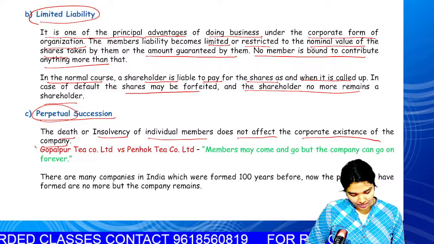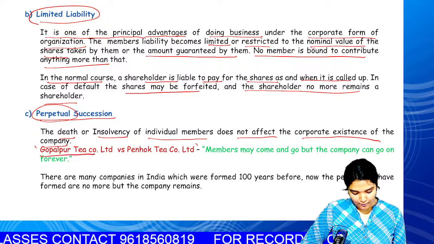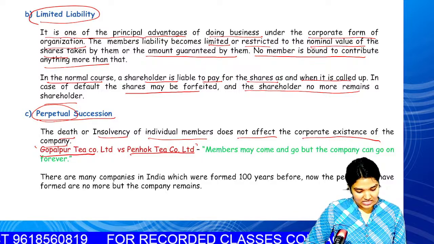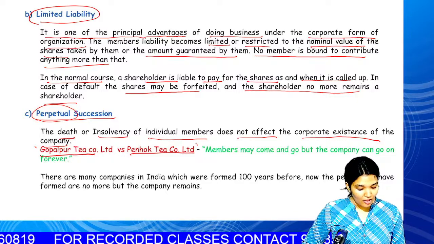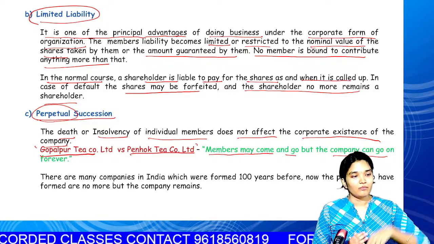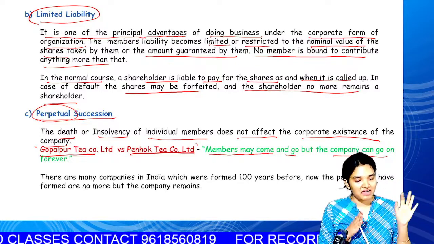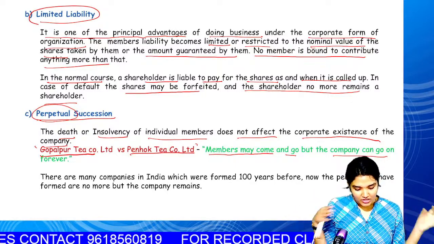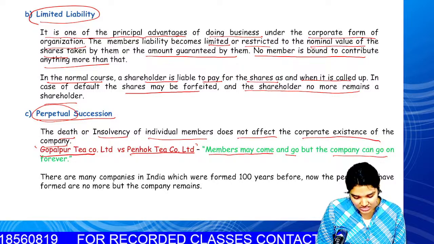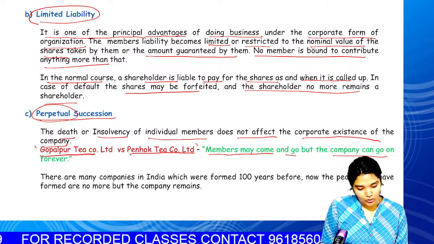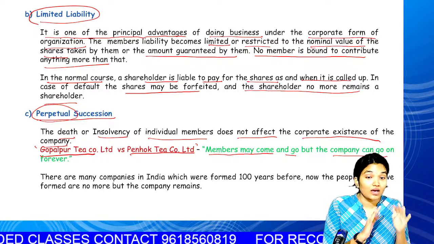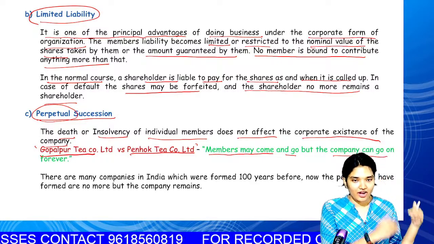Here we are seeing another case law, the Gopalpur Tea Company Limited versus the Pennock Tea Company Limited. This case law states a famous phrase: members may come and go, but the company can go on forever. Members, you come and go, we don't care about you, the company will stay forever. So from which case law has this phrase been taken? The Gopalpur Tea Company Limited versus the Pennock Tea Company Limited. Members may come and go, but the company can go on forever and ever.